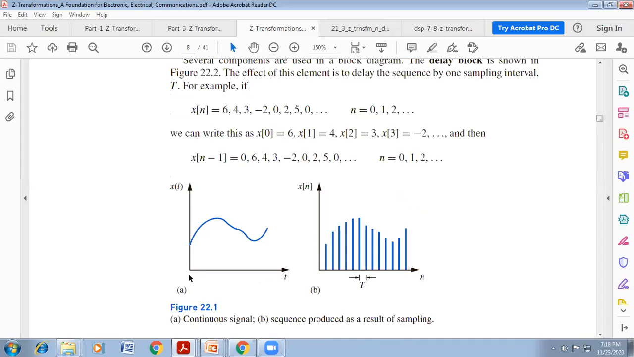This is a continuous signal. There are no discrete values. For different times t, x t will be this, with x t on the y-axis and t on the x-axis. Now the sequence produced as a result of sampling, for different values of n, we get different values of x n. This is actually the discrete diagram, with discrete values.